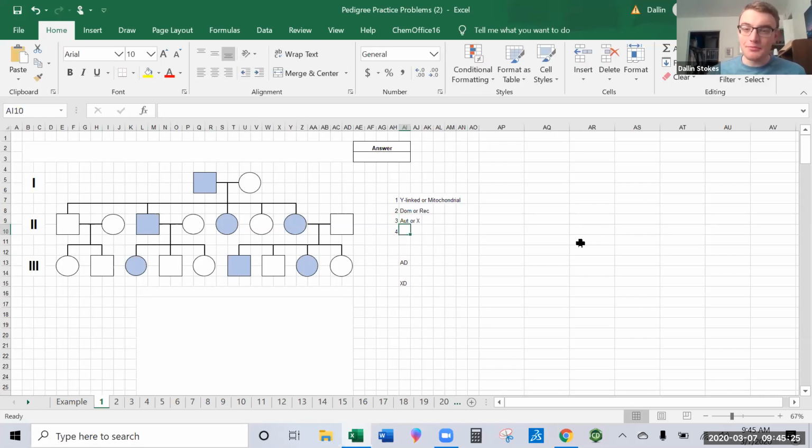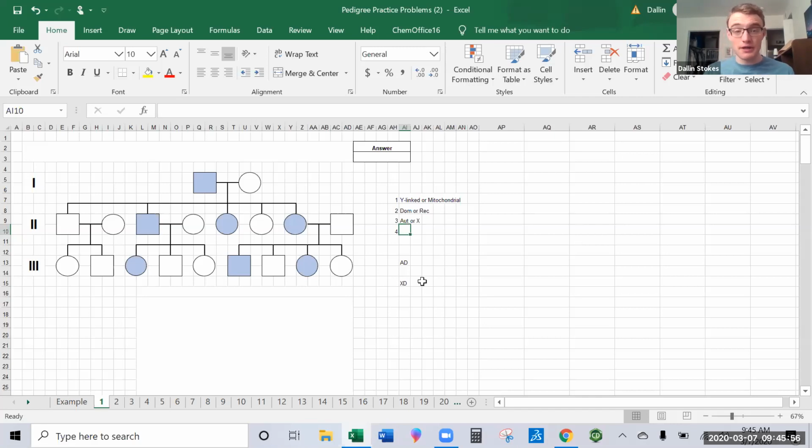There's a rule of thumb there, and then I'll get into a little more detail. The rule of thumb is if you count all of the affected women and compare it to the number of affected men, if they're relatively close to each other, it's autosomal. If they're pretty far apart, if one generation or one gender seems to be far more affected in this pedigree than the other, it's usually X-linked.